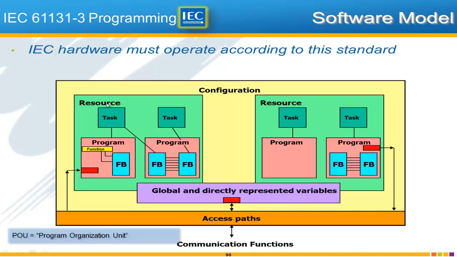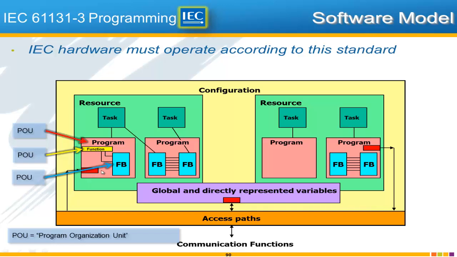We have the configuration, the resource is running tasks, the tasks run programs, and then as you know, the programs each run functions and function blocks and have global variables as well as local variables. And so each of these smallest units of execution are called POU, or Program Organization Unit. There's the program POU, there's the function POU, and the function block POU.